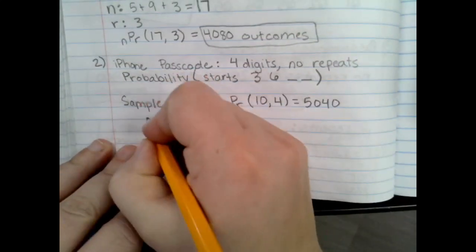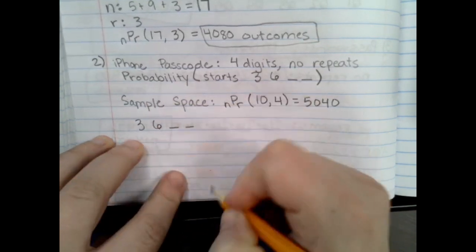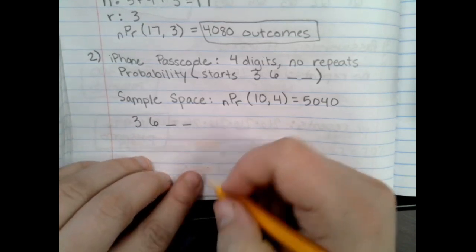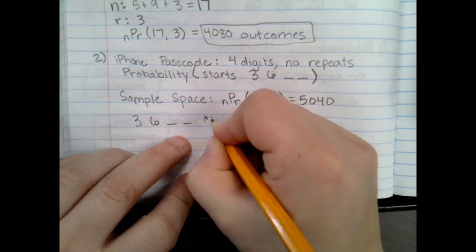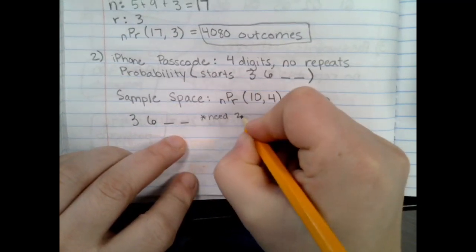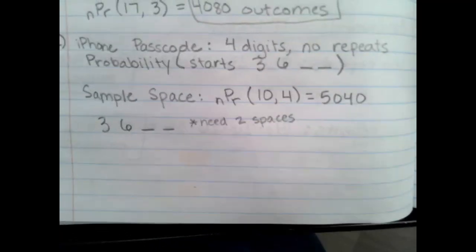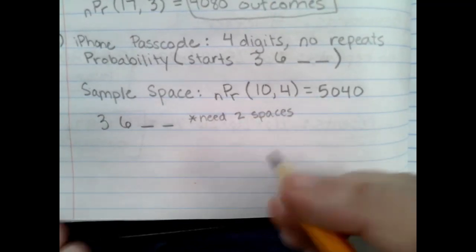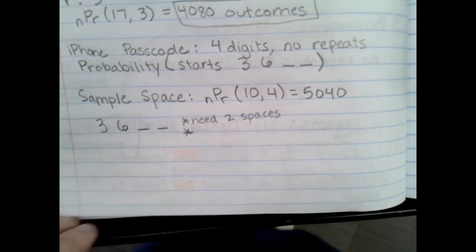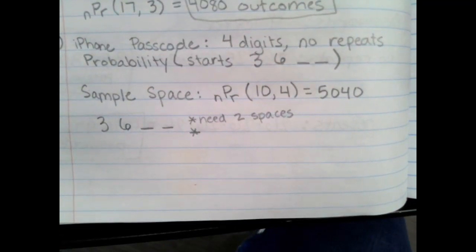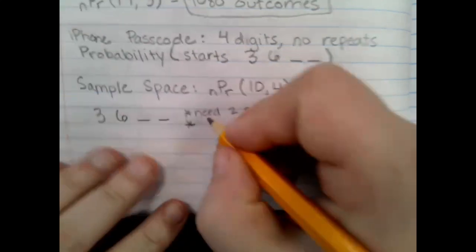Now, when I have a passcode that starts with 3, 6, and then something, something, how many spaces do we still need to fill? Okay, so we need 2 spaces. And there's no repeats. So originally we had 10 numbers to choose from. If I already used a 3 and I used a 6, how many numbers are there left to pick from? Yeah, there's 8 numbers left.